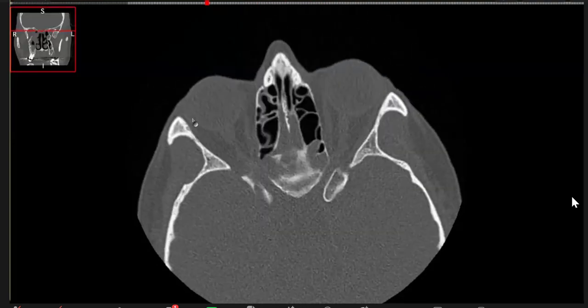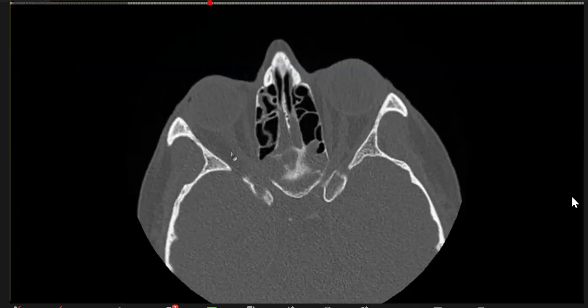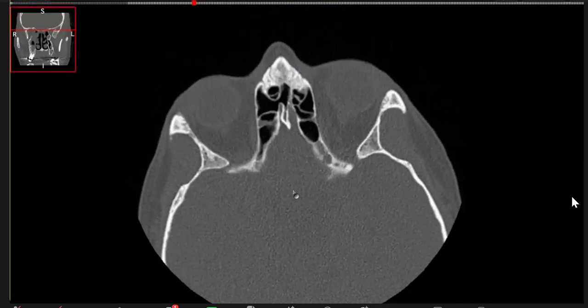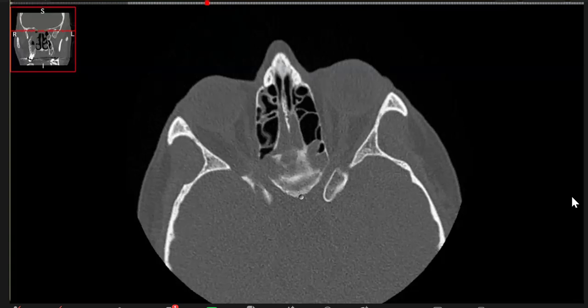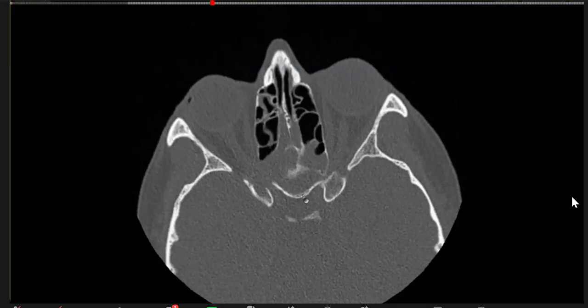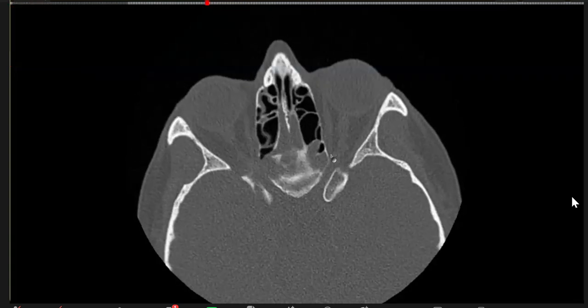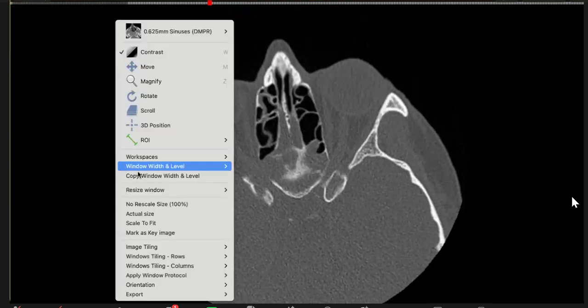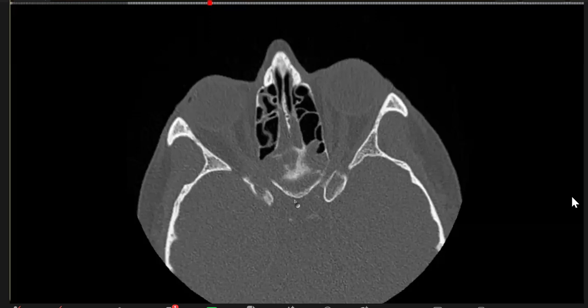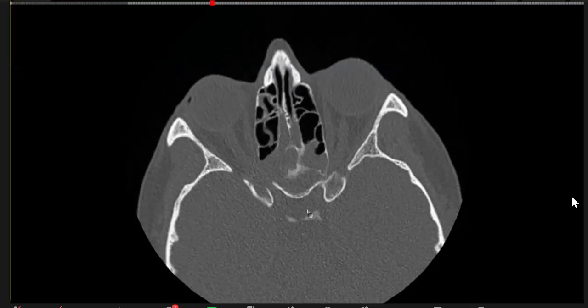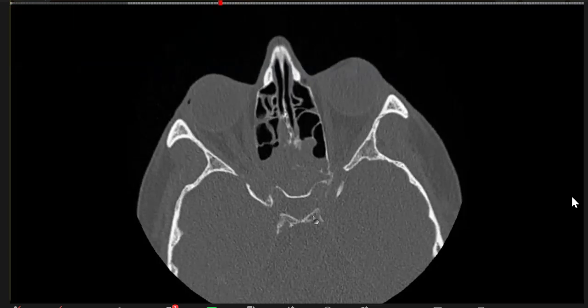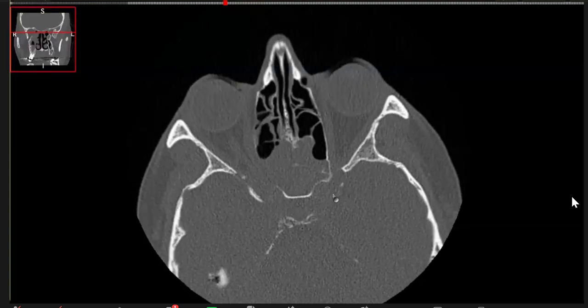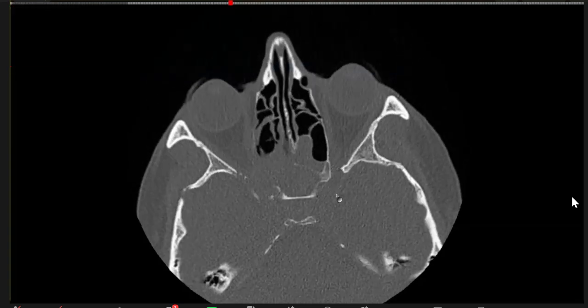We are at the level of the suprasellar region. We can see this is the optic foramen. Actually, you can see the optic nerve here also. This is where my mouse is. So this is the sella, and these are the posterior clinoid processes. As we go inferiorly, we can see the superior orbital fissure.